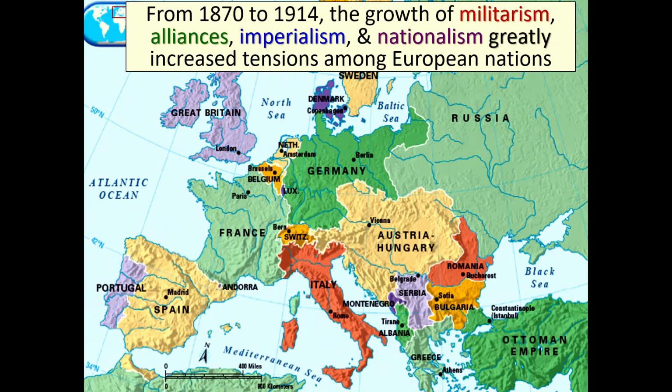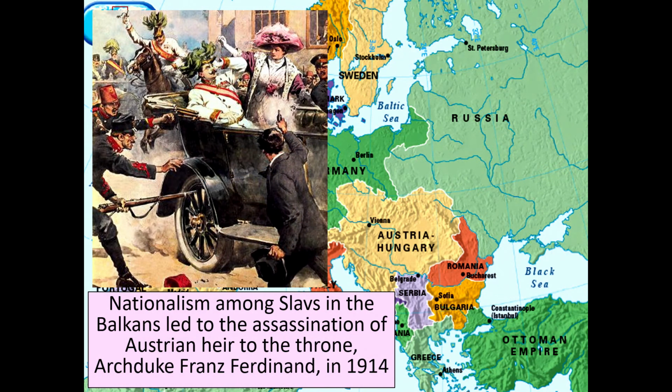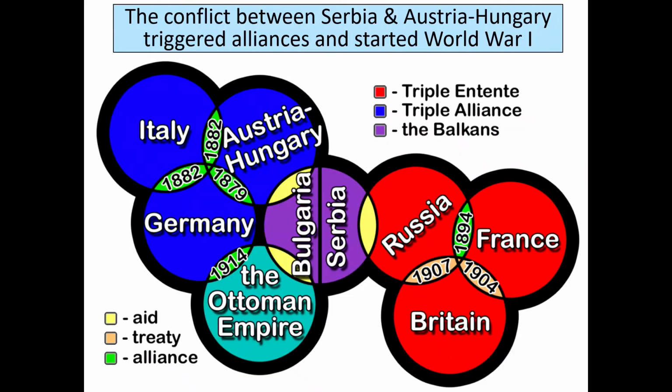As we've already seen, and this is just a repeat, from 1870 to 1914, the growth of militarism, alliances, imperialism, and nationalism greatly increased tensions among European nations. Nationalism among Slavs in the Balkans led to the assassination of Austrian heir to the throne, Archduke Franz Ferdinand, in 1914. The conflict between Serbia and Austria-Hungary triggered alliances that started World War I.